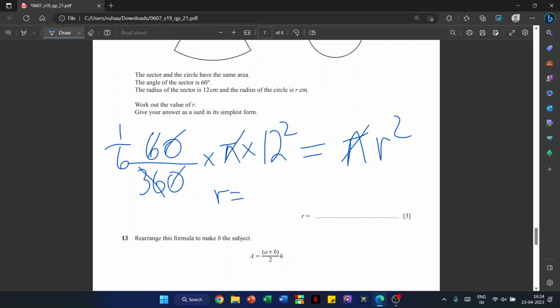And the next thing is basically r is equal to the root of, I'm not going to write plus minus because in this case it's distance, and distance always has to be positive. So it's going to be 12 squared, which is 144, divided by 6. That's going to be the answer.